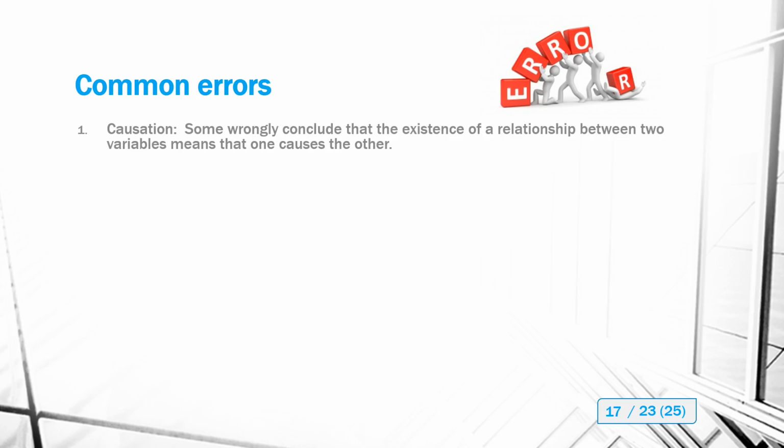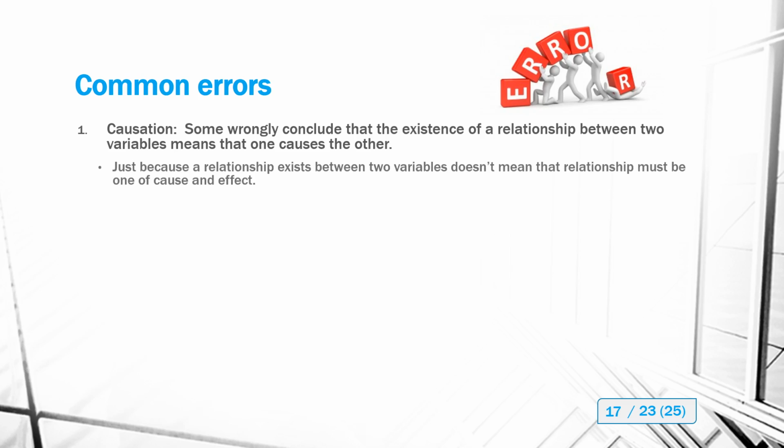Common errors that are made. When you're dealing with regression analysis, there are some common errors that are typically made. And the most common error by far is one of causation. There are people who look at the results of these statistical tests and conclude wrongfully that, look, we've got a really good R value, that means that one variable is causing the other. Well, no, that's a logical fallacy.